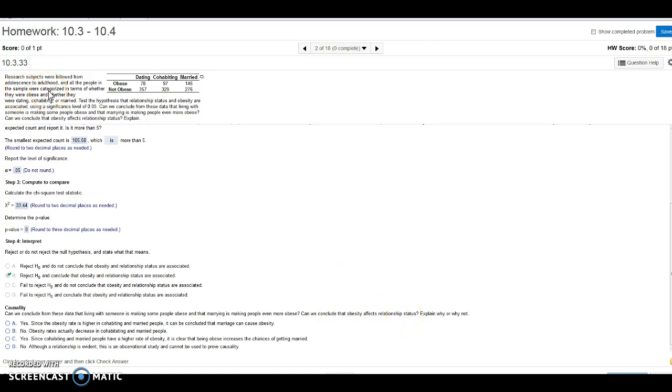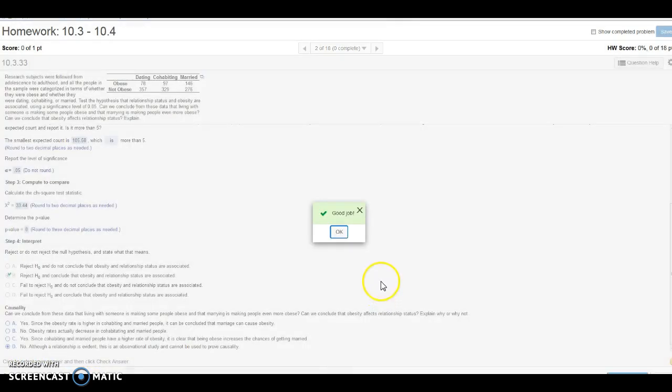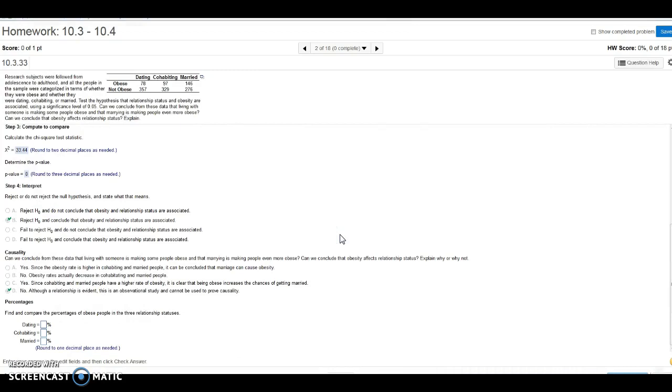It just says these people were categorized as to whether they were obese. It doesn't say that this was some kind of randomized experiment. It looks like I'm just observing it. So it doesn't look like I'm able to say that. This is an observational study. No, although a relationship is evident, this is an observational study and cannot be used to prove causality.